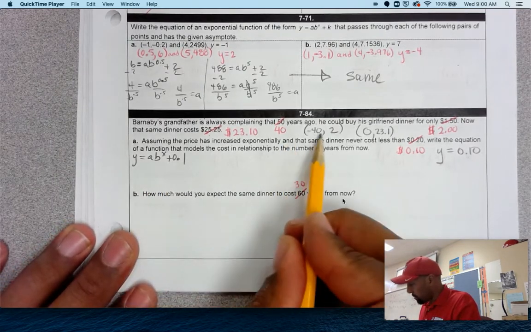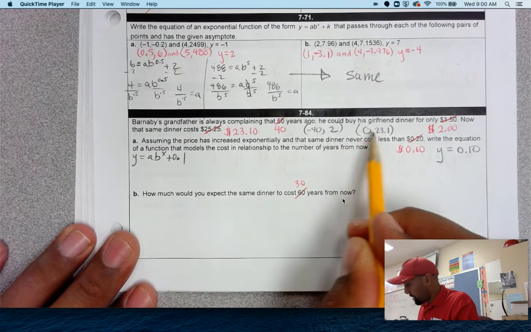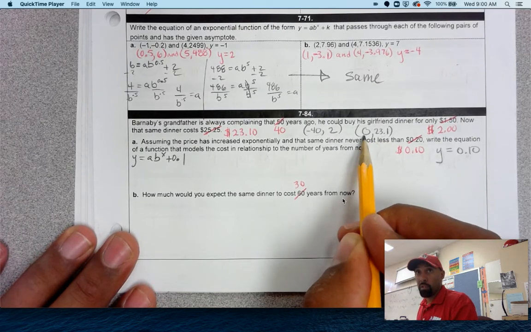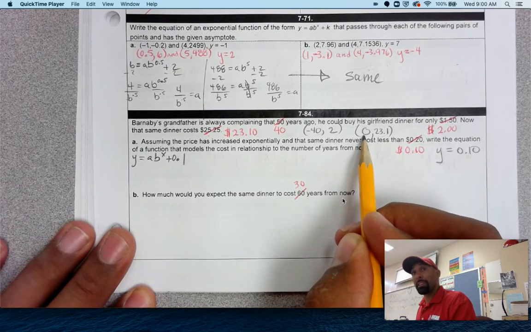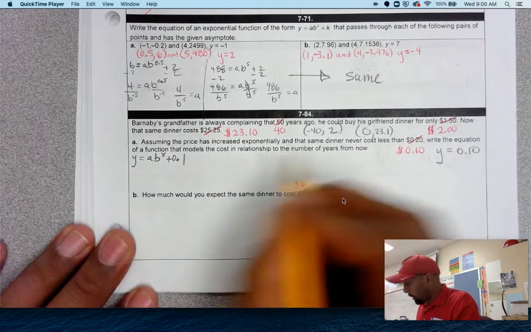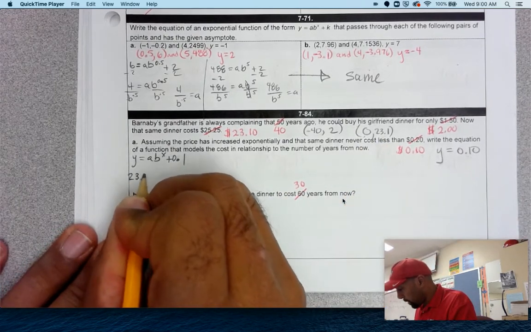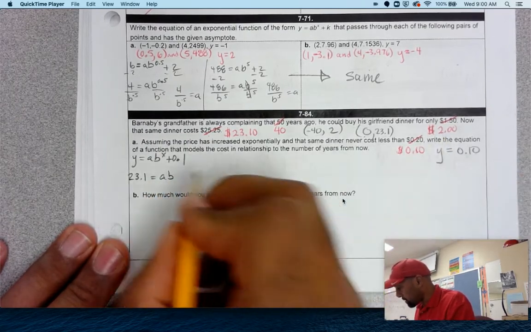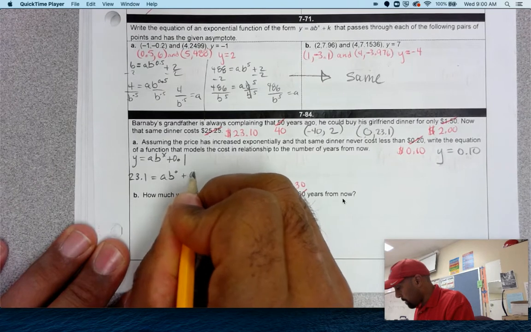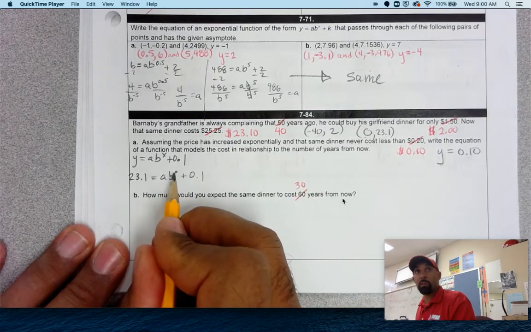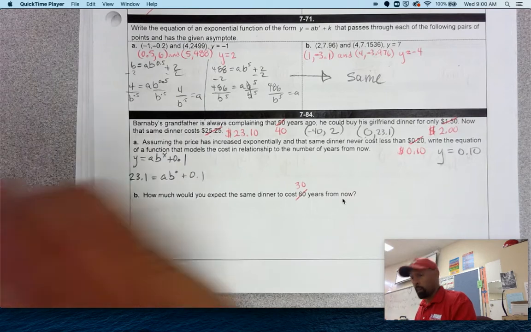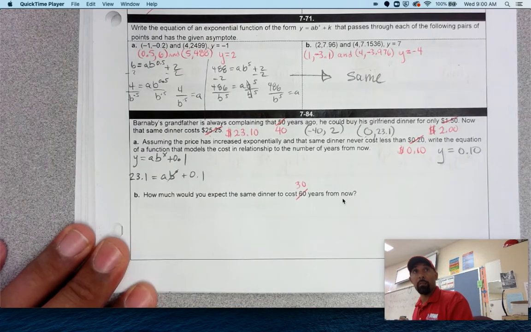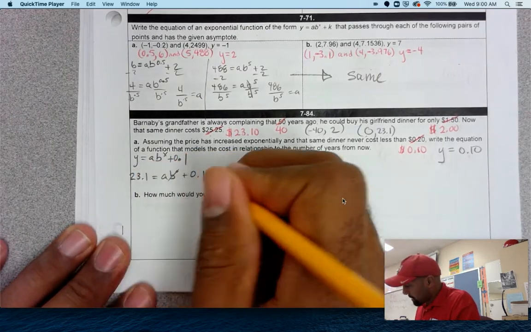What I'm going to do is plug in this point here. The reason I'm going to plug in that point is because there's a 0, and zeros usually mean things cancel out and make things easier to solve. So the y is 23.1, the a is a, which we're looking for, and then the x, the 0, goes there. Now, if you remember, anything raised to the power of 0 is equal to 1. So it basically goes away. It's a times 1, which is just a. That makes things easy, right?